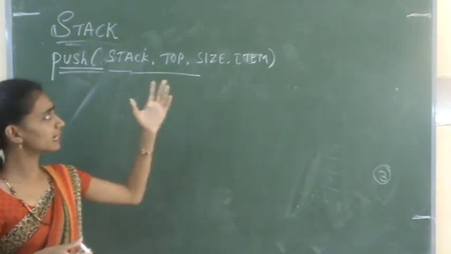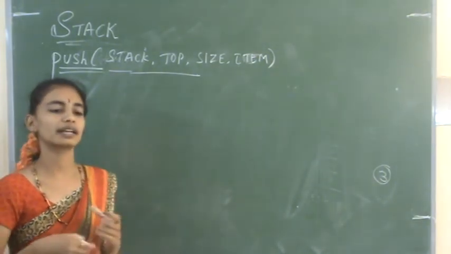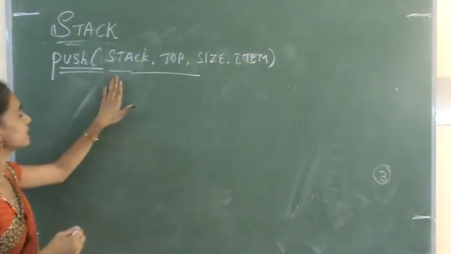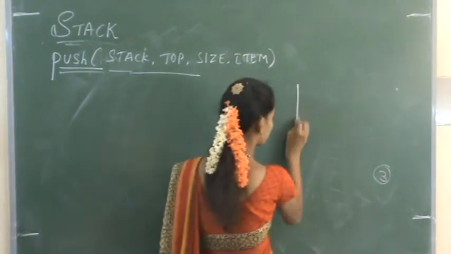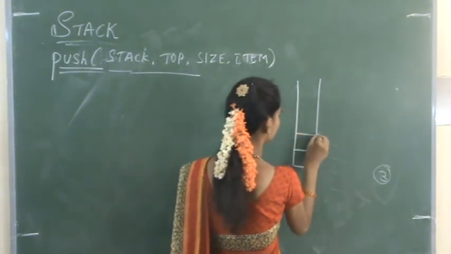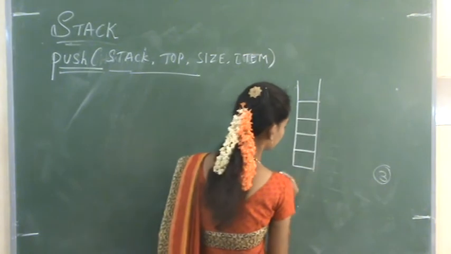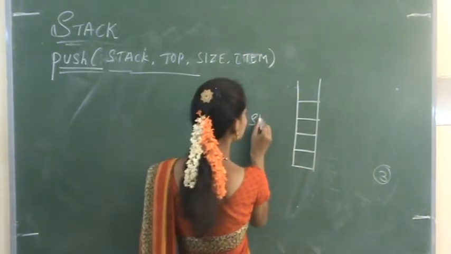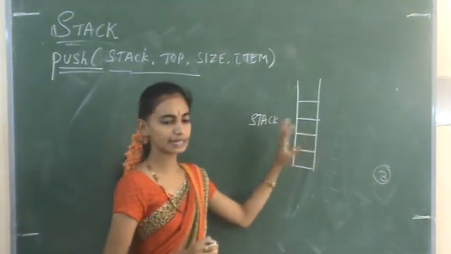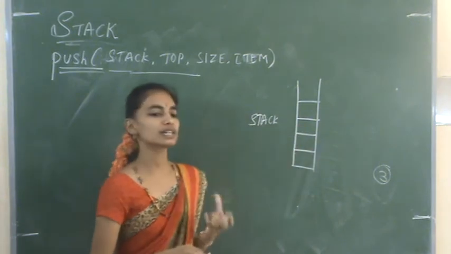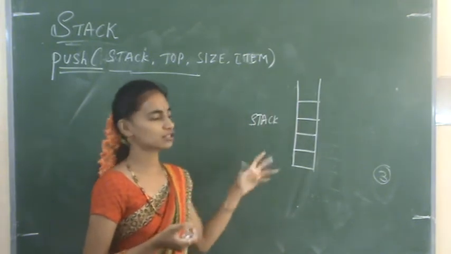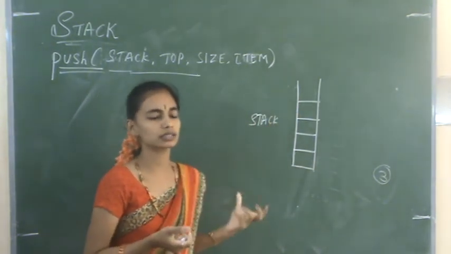So next we are using item and size. Item is the item which has to be inserted into the stack. So that is the description. So how will we insert an element into the stack? Suppose consider this as a stack. If I want to insert an element into the stack, first I need to check whether this stack is full or not. If the stack is full, I cannot insert a value, right?